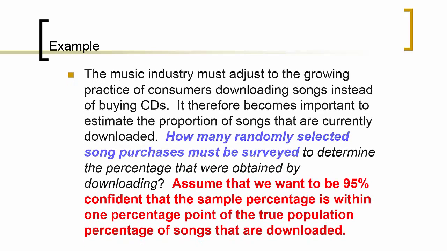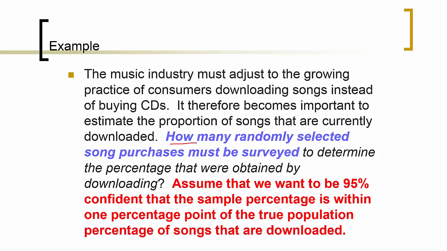The music industry must adjust to the growing practice of consumers downloading songs instead of buying CDs. It therefore becomes important to estimate the proportion of songs that are currently downloaded. How many randomly selected song purchases must be surveyed to determine the percentage that were obtained by downloading? Assume that we want to be 95% confident that the sample percentage is within 1 percentage point of the true population percentage of songs that are downloaded.